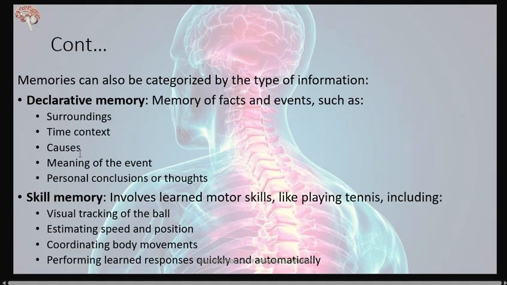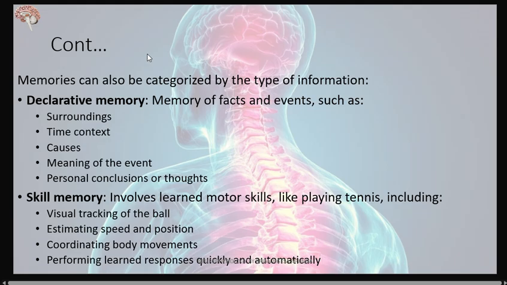That is a fact. You can also have the memory, like for now you are there in the class. Whatever is happening is an event. Later, you can reproduce that event, telling us the specific things that were happening, how things were positioned, the specific time, what was taking place. So this is a declarative memory, the memory of facts and the memory of events. This includes surrounding, time context, the causes, meaning of events, personal conclusion or the thoughts that were there during that particular time.